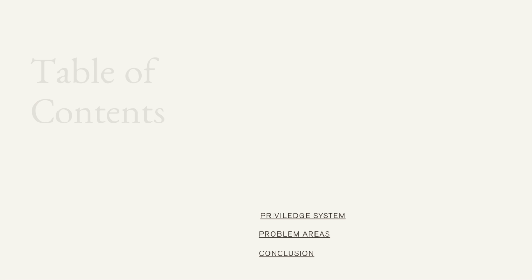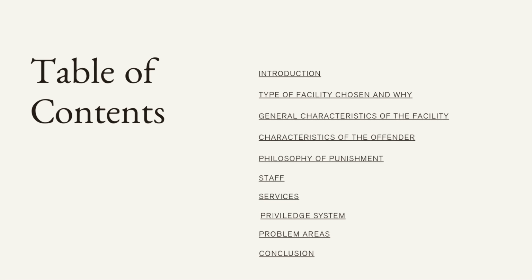My name is Jordan. Our presentation today will focus on how we decided to design our facility based on our collective research. Here's our table of contents of everything we will cover today: the introduction, type of facility chosen and why, general characteristics of the facility, characteristics of the offender, philosophy of punishment, staff, services, privilege system, problem areas, and the conclusion.